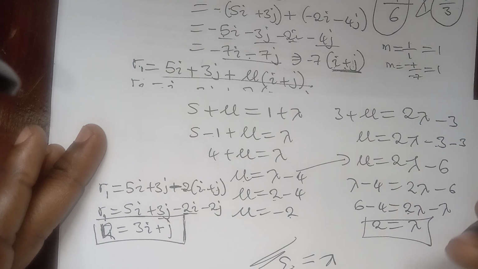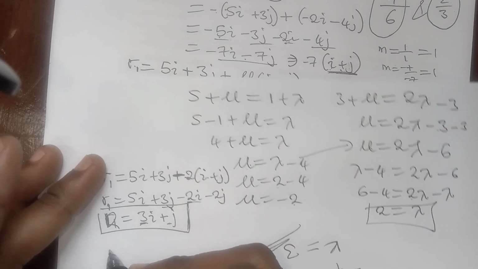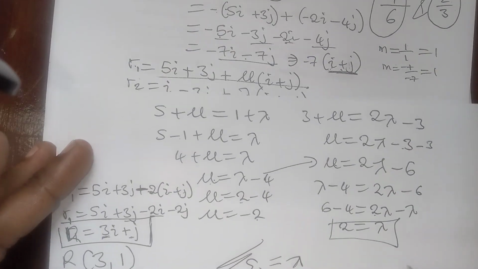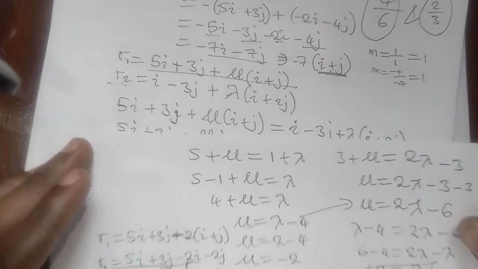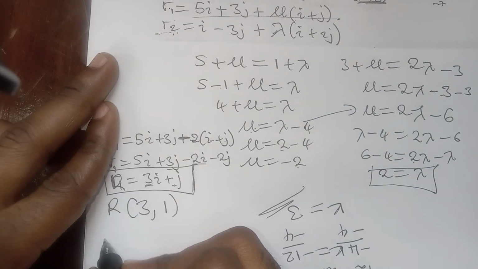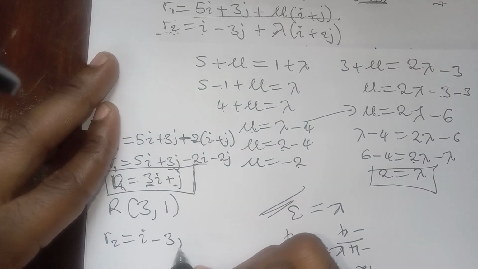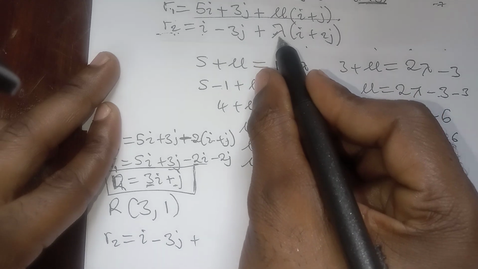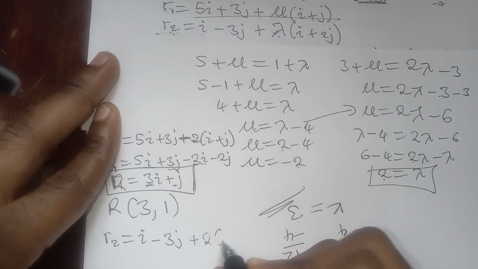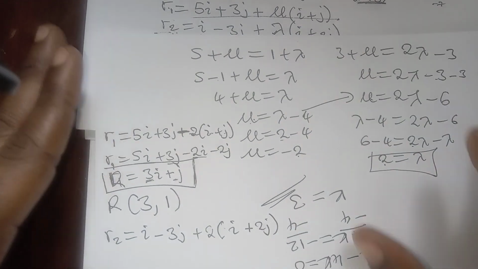This is the vector. So to find the coordinates, you can just get these two. This is like the position vector of r. So the coordinates will be 3, 1. If you want, you can use your lambda and the other equation which has a lambda on it. So if you decide to do that, then your r2 will be i minus 3j plus, where you have your lambda, just put your 2. So you have 2, and then you have i plus 2j.